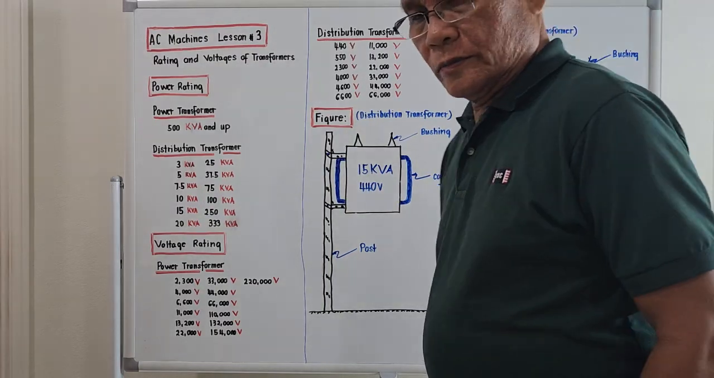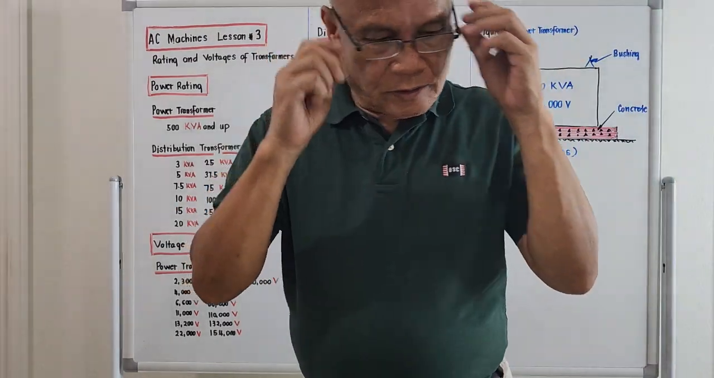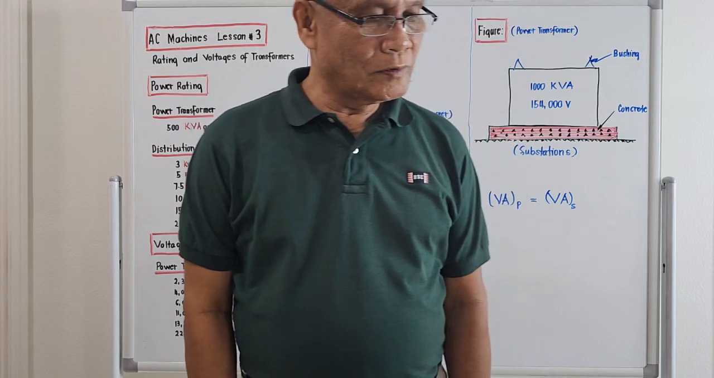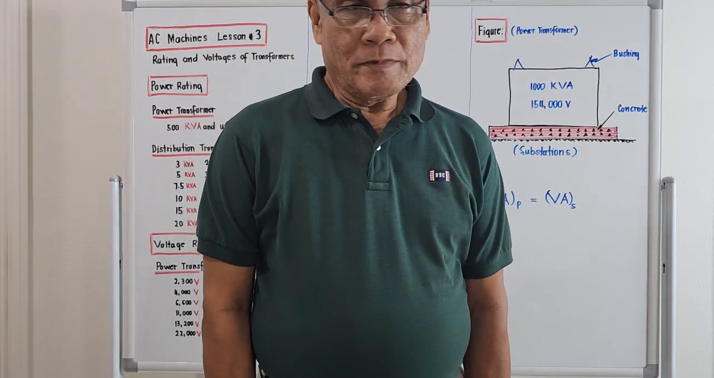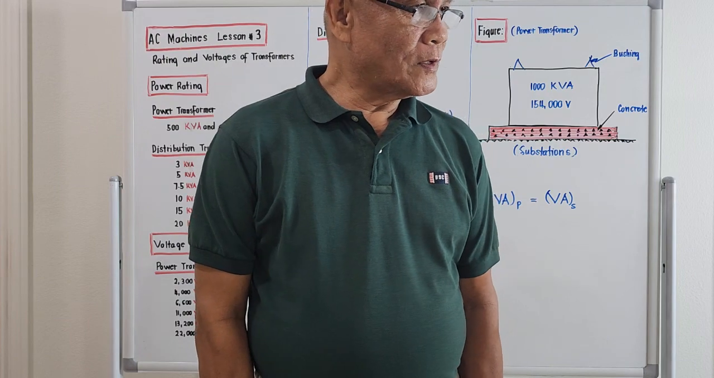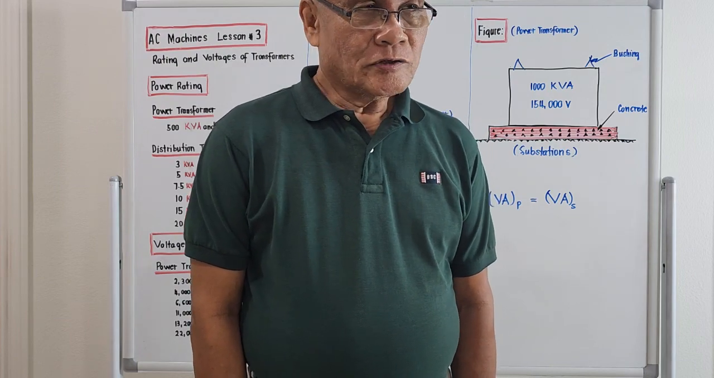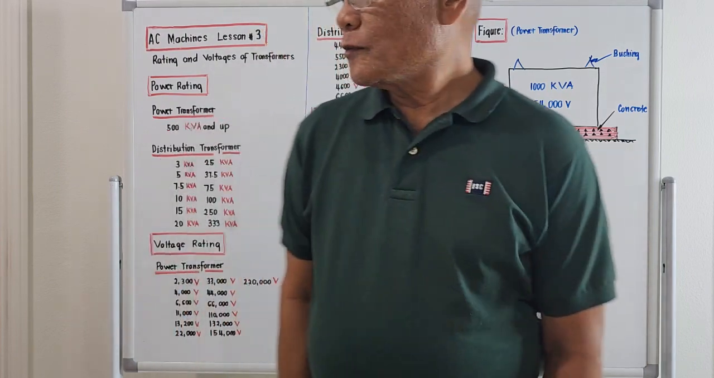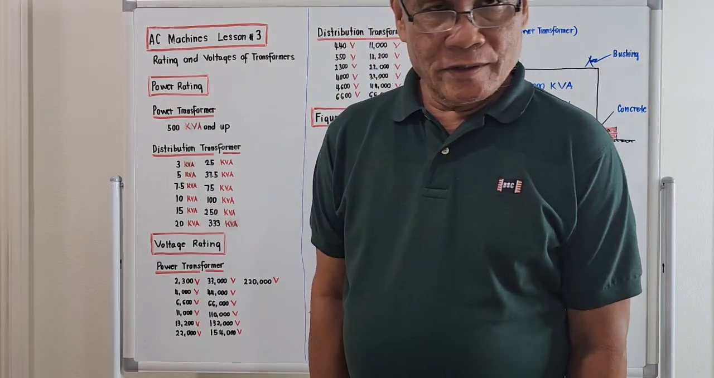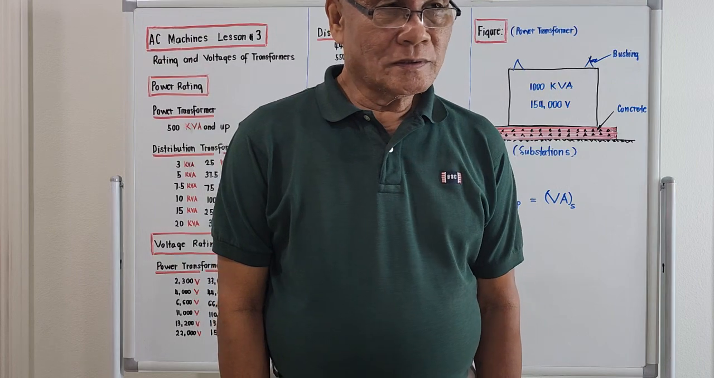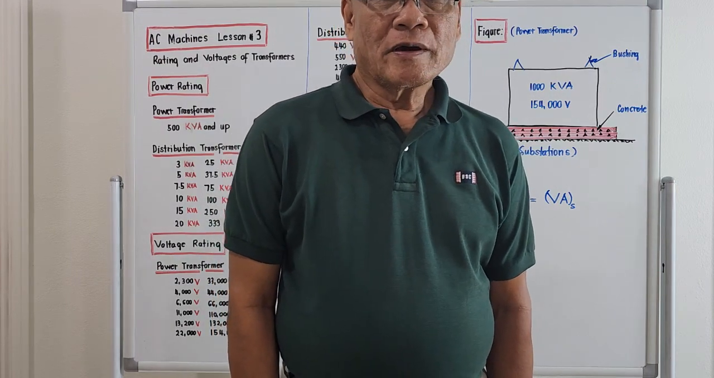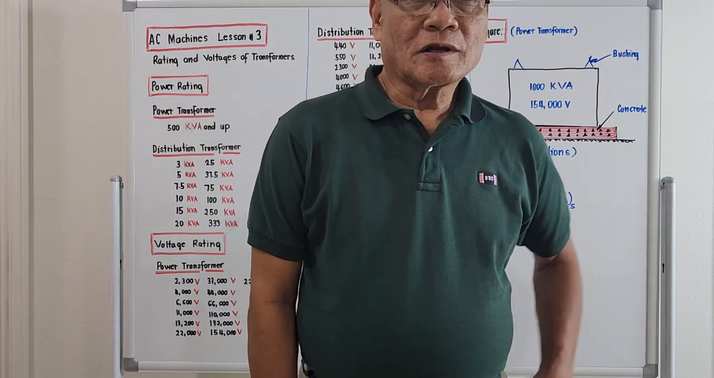Okay, good morning. It's September 7, 2023. My lesson for this morning will be AC machines, and this will now be lesson number 3. So for this morning, long video format discussion, alternating current machines, lesson number 3.